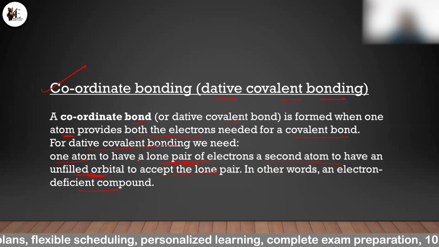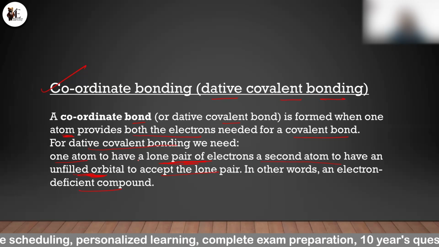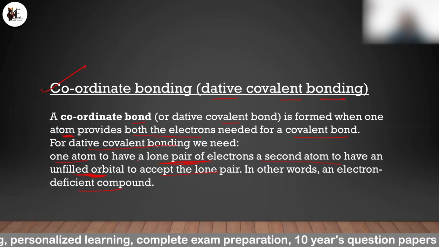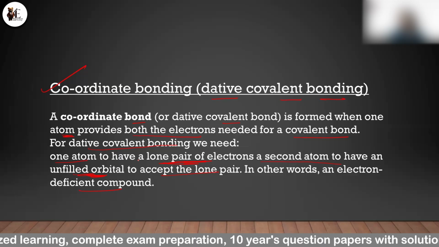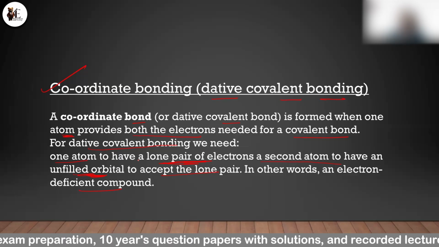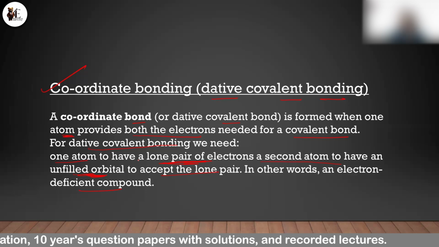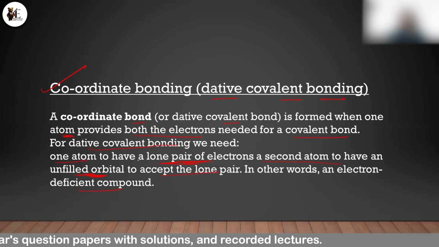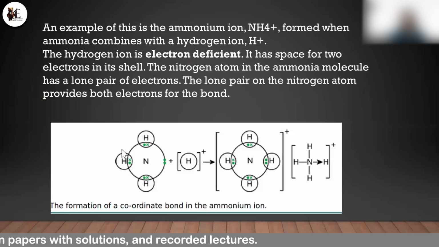So understand the difference between covalent bonding and coordinate covalent bonding. In covalent bonding, both the atoms are sharing their electrons to complete the octet. But in coordinate covalent bonding, only one atom shares its electrons and the other atom just accepts them. Write down the definition of coordinate bonding. The best example is this: ammonia.